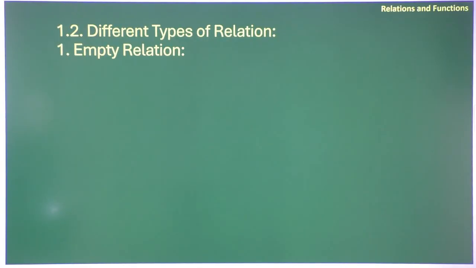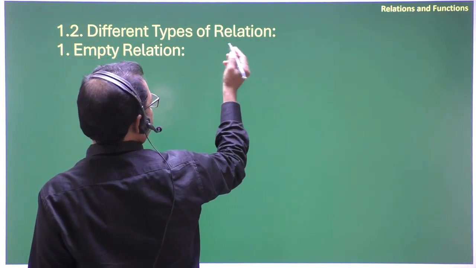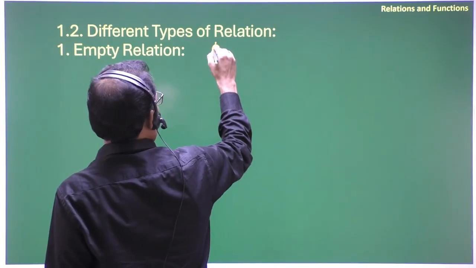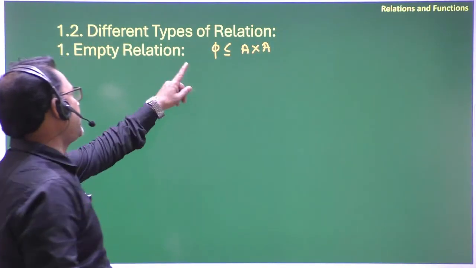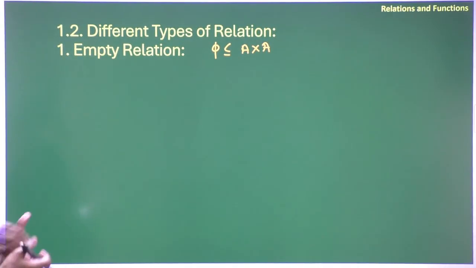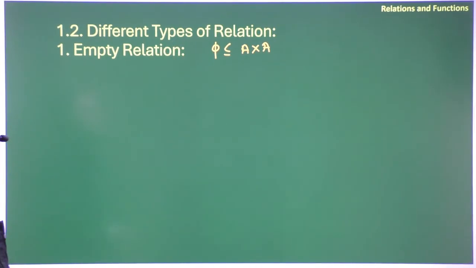Now next is different types of relations. So first is the empty relation. Since phi is a subset of every set, we can say that phi is also a relation, because the definition of a relation is a subset of A cross B. So if you take the relation on the set A, then phi is a subset of every set. So phi is the empty relation.